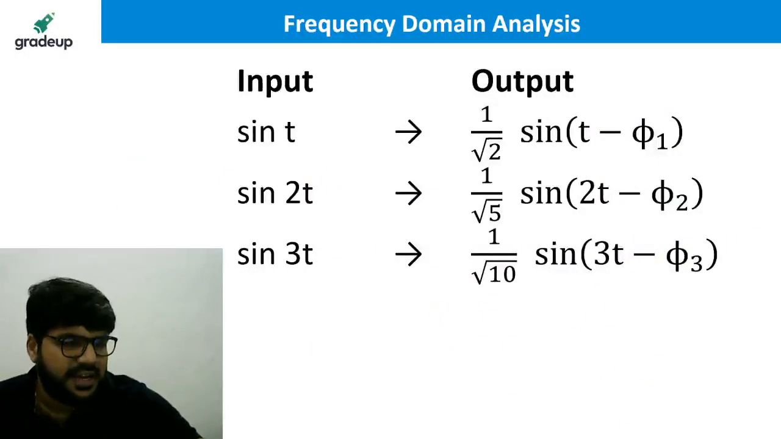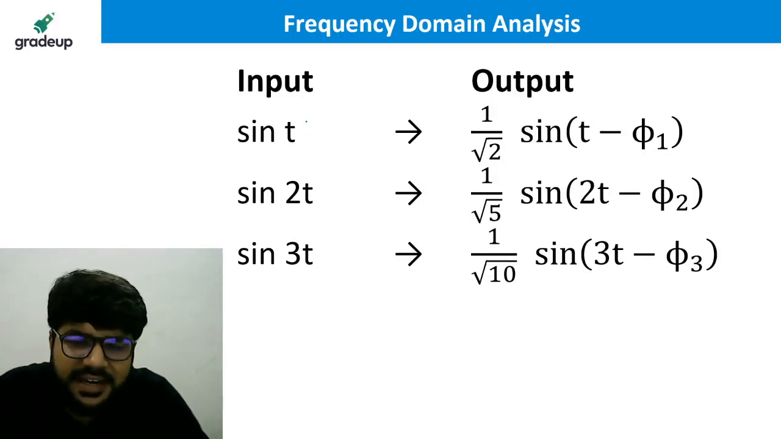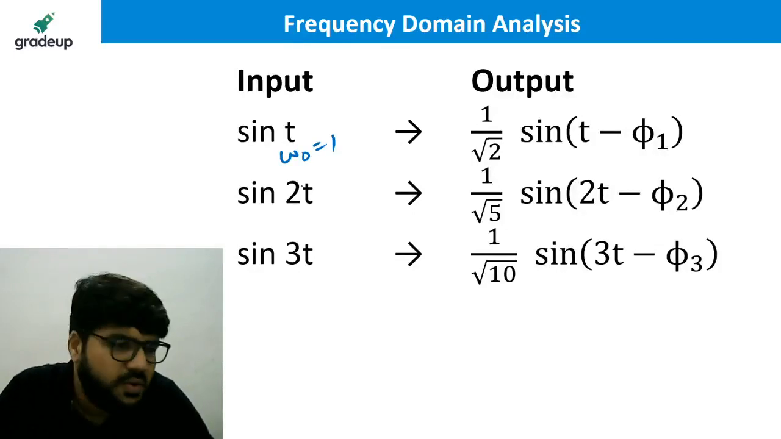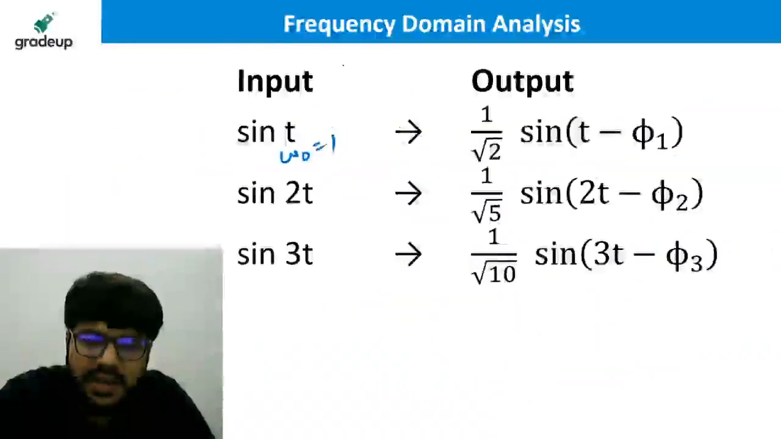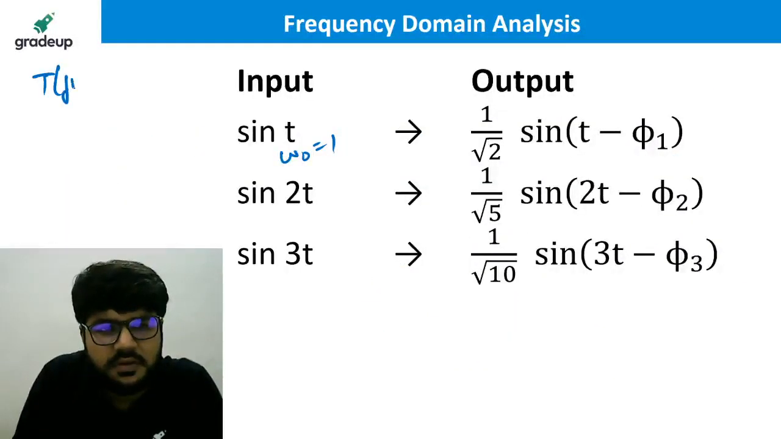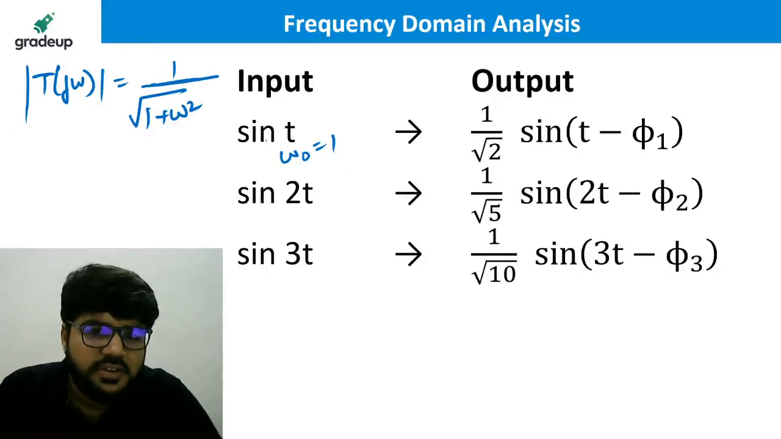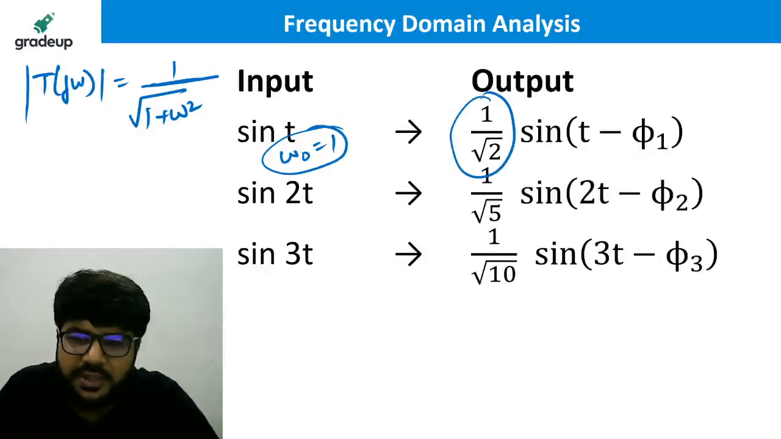Look at this. Let us not calculate. I have directly prepared some calculations for you. If the input is sin t, what will be the output for the same system? So what is the frequency I am taking now? 1. So put frequency equal to 1. What was mod T(j omega)? Same example, 1 upon under root 1 plus omega square. So I am taking omega naught equal to 1. You get 1 by root 2 into sin t minus some phase.